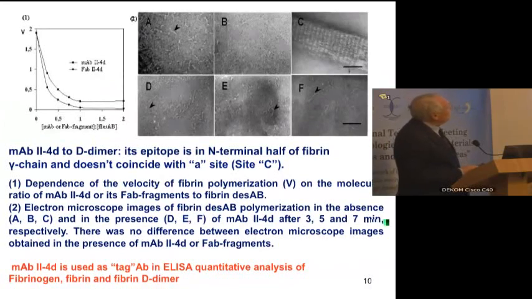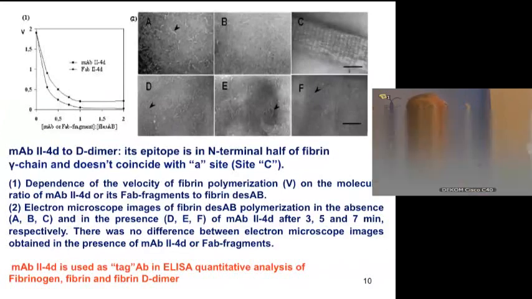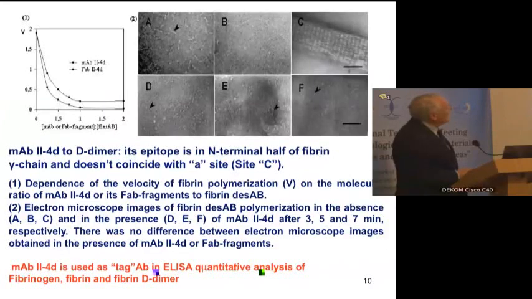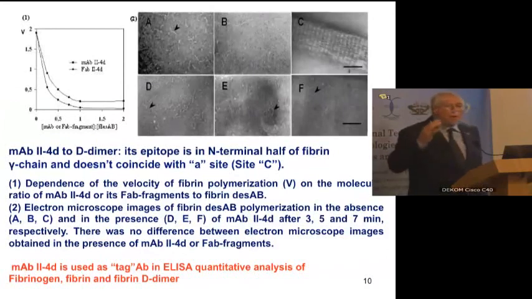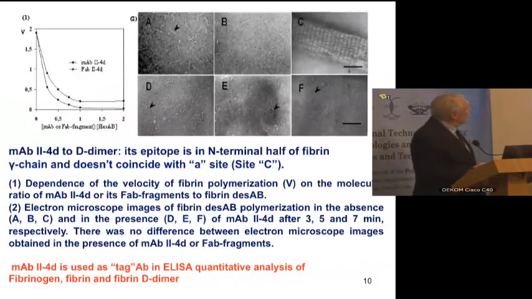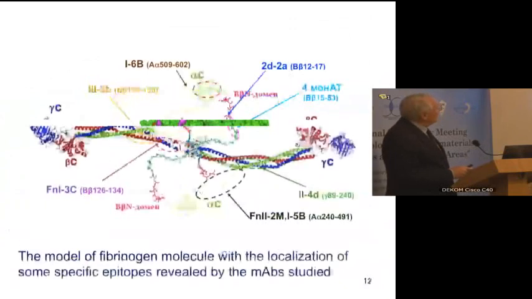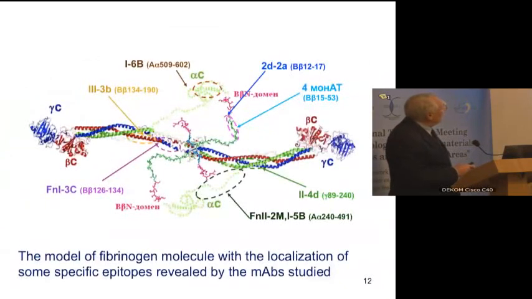And you may see this is a normal electron microscopy picture of the fibrin fibril formation. And with the antibodies, there is no formation. So the process is completely inhibited. So again, we have taken this huge fibrinogen molecule and different derivatives of it, and have generated various antibodies to various sites of this molecule, some of which were specific to different stages of the fibrin polymerization process. This is a kind of summary for a 1 or 2 hour lecture.